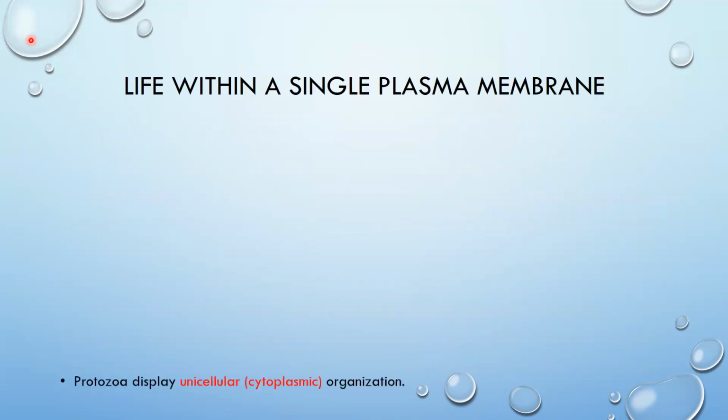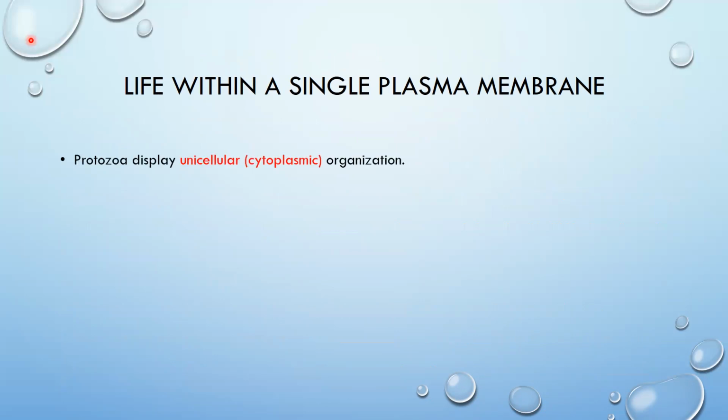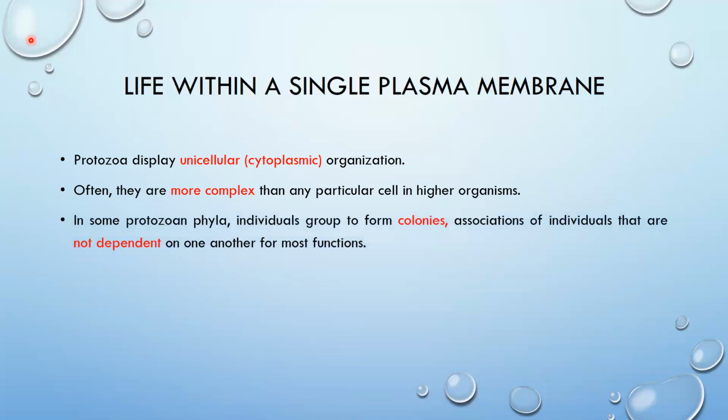Life within a single plasma membrane. Protozoans display unicellular or cytoplasmic organization. Often they are more complex than any particular cell in a higher organism. Most of these organisms are unicellular, but their unicellularity shows some kind of complexity in structure and function as well. In some protozoan phyla, individual groups form colonies.